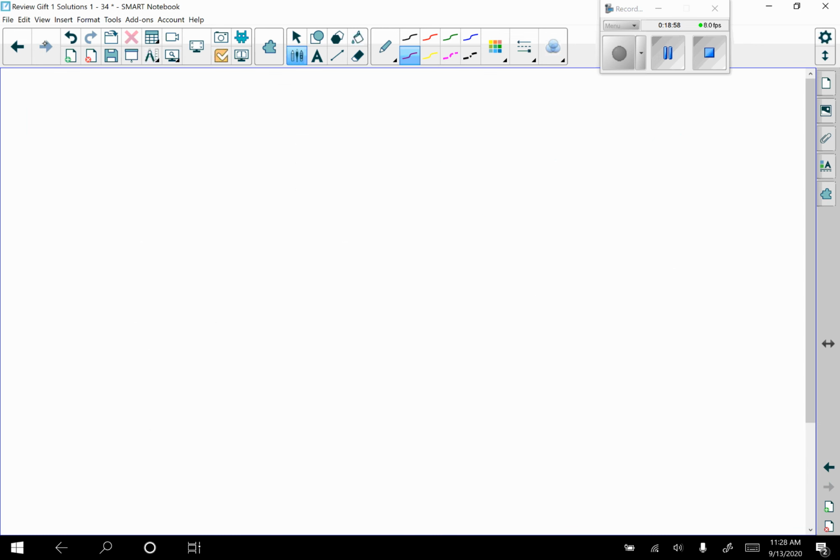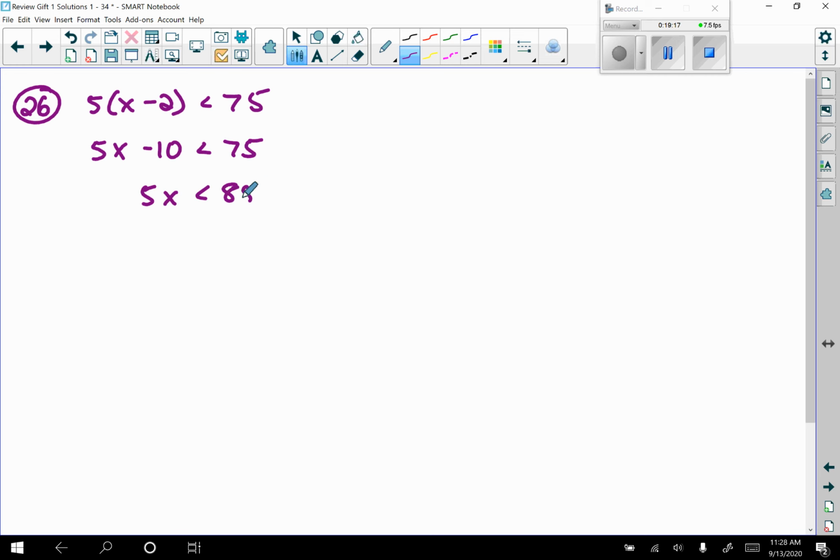All right, on the back, we were looking at inequalities. So for 26, we have 5 times the quantity x minus 2 is less than 75. Here we can distribute the 5, so 5x minus 10 is less than 75. I can add 10, so 5x is less than 85. Now 85 divides by 5.